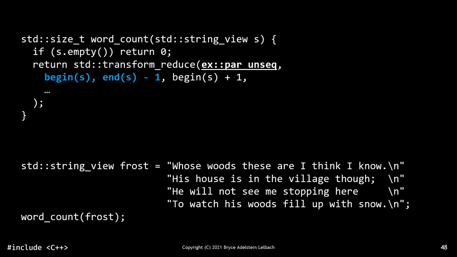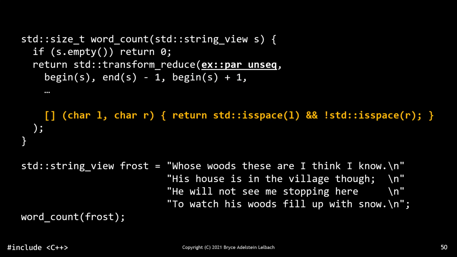The first input sequence will be the entire string except the last element. The second input sequence will be the entire string except the first element. This means our binary transform function will be passed a window of every two adjacent characters in the string. Our transformation function's job is to tell us whether the two adjacent characters it's looking at are the beginning of a word. If the left character is white space and the right character is not white space, then the right character is the beginning of a word.